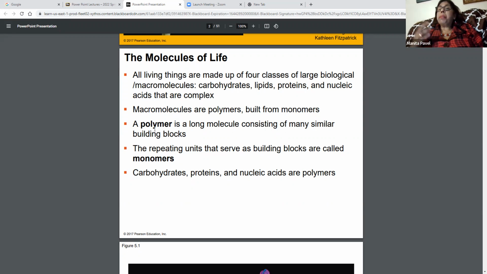Poly means many. Mer, unit. So many units that are joined together form a polymer. So many monomers put together form a large molecule called a polymer. Examples of polymers are carbohydrates, proteins, and nucleic acids. They are all polymers. We've seen here lipids and fats are not considered as this polymer.